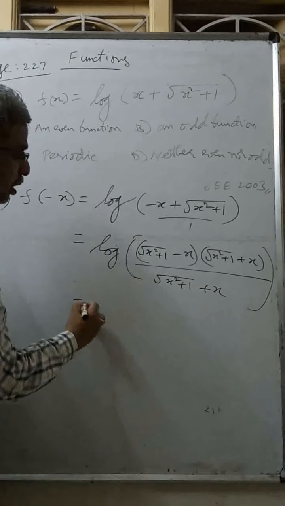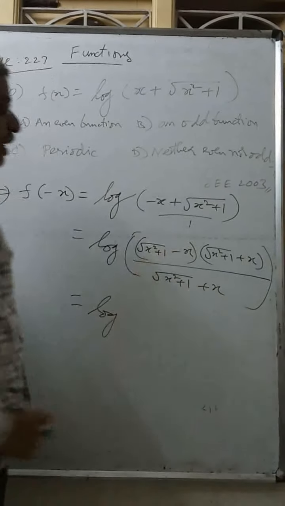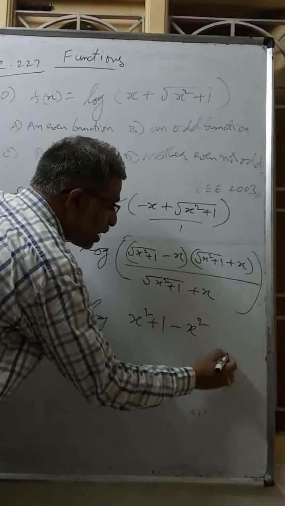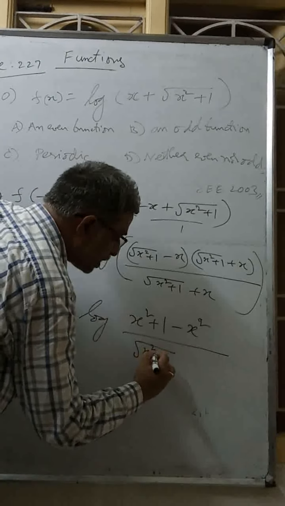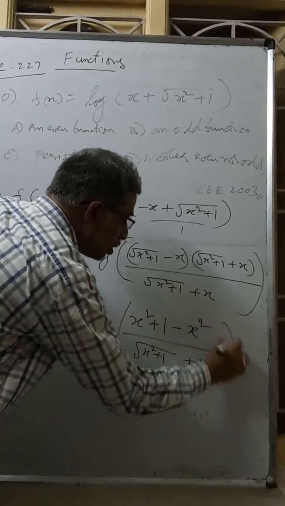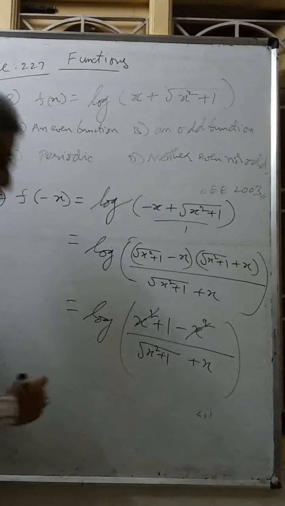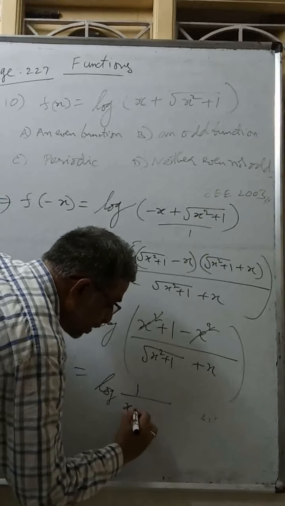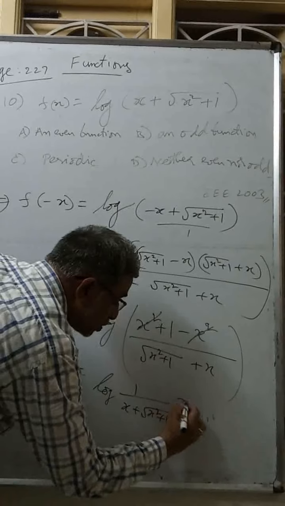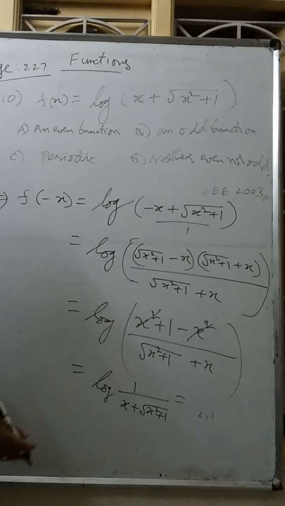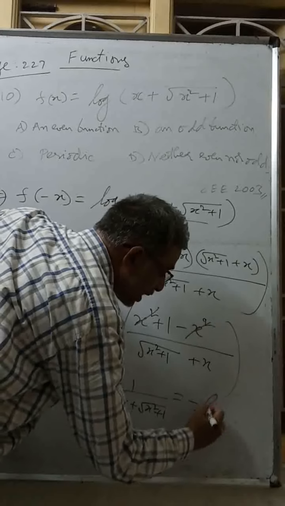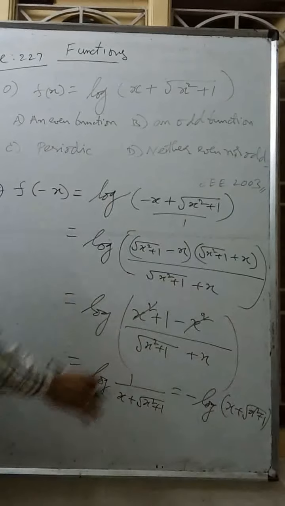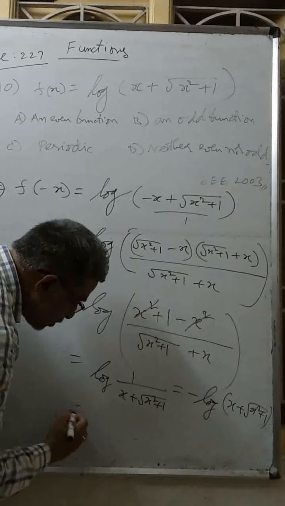So it becomes log of a plus b into a minus b, a square minus b square, means x square plus 1 minus x square by this, which becomes root of x square plus 1 plus x. So x square cancels. Now this becomes 1 by this. So log of 1 by x plus root of x square plus 1. So if I bring it to the numerator, whole power minus 1, log of a power n is n log a. So I can write minus log of x plus root of x square plus 1, which is nothing but f of x only, minus of. So it becomes minus f of x.